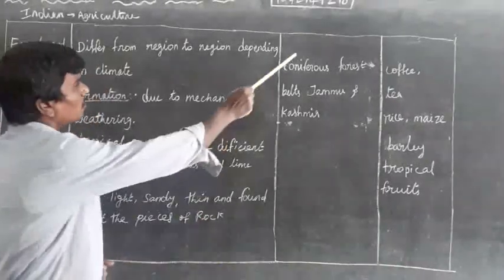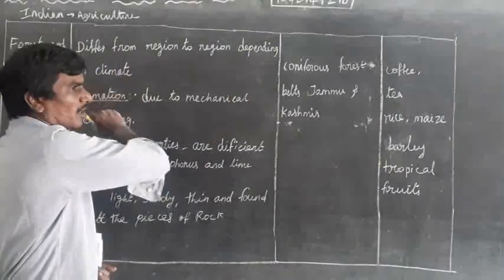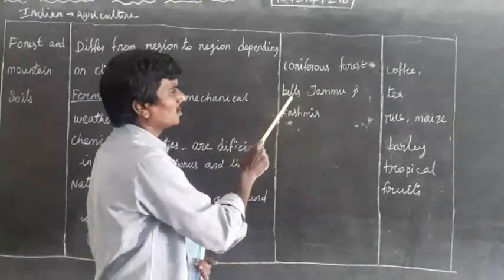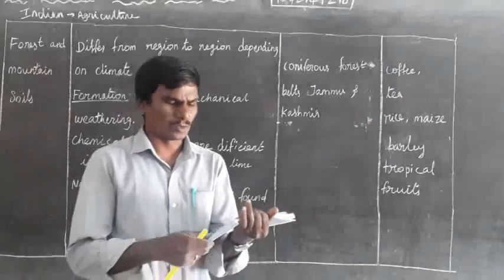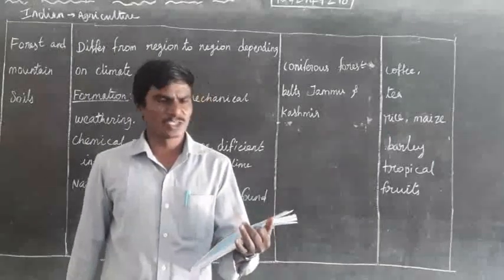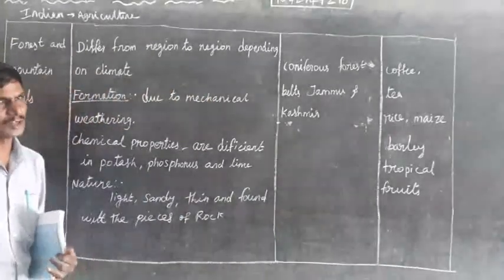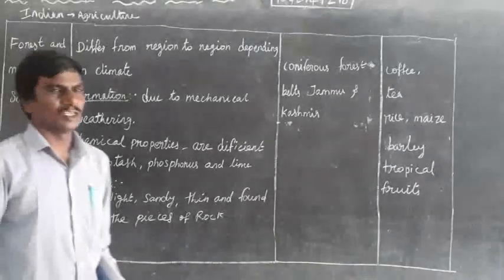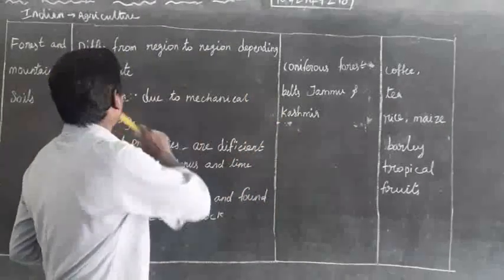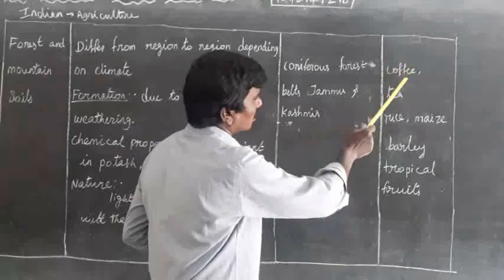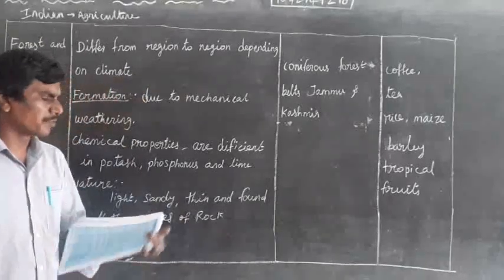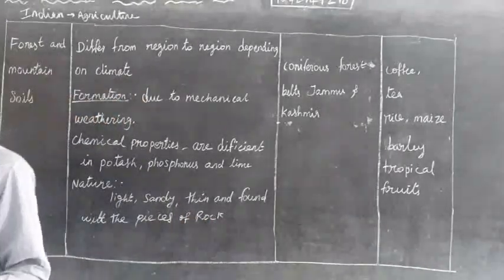The distribution of forest and mountain soil: the coniferous forests are found in Jammu and Kashmir, Himachal Pradesh, Uttarakhand, Sikkim, and the Eastern and Western Ghats. The mountain forests grow tea, coffee, rice, maize, barley. Tropical fruits and spices are also found in these regions.